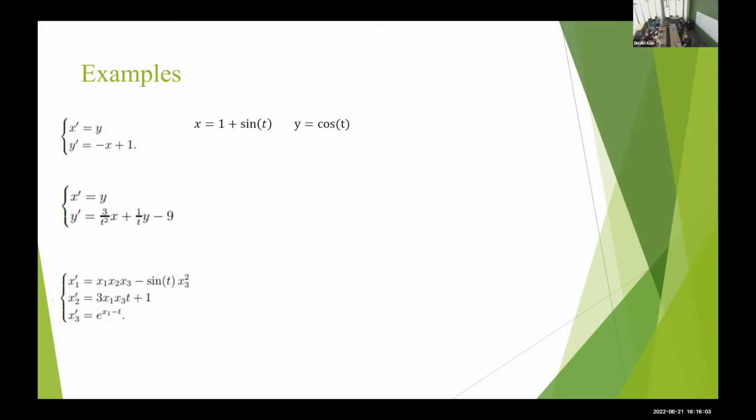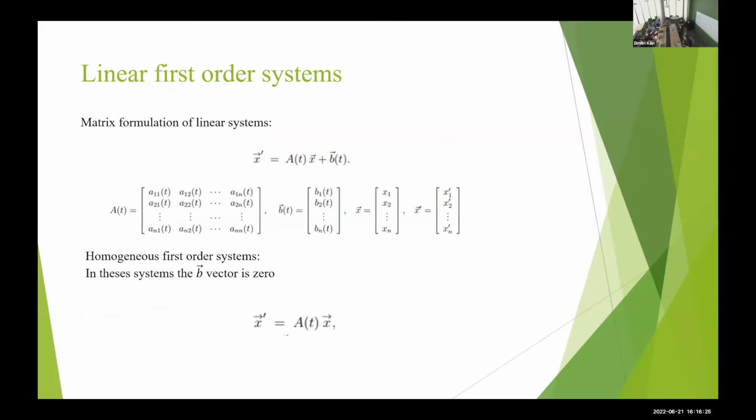And in the third example, it's not even a linear system. We have a multiplication of the different functions. And the solutions of these systems are very complicated. We cannot find the explicit solution for these, so we have no choice other than numerical solutions for these systems. Here, I only focus on linear first-order systems. So a linear first-order system, as I mentioned, can be explained in matrix and vector representation.